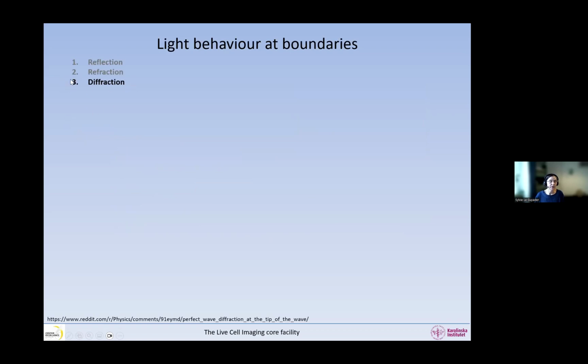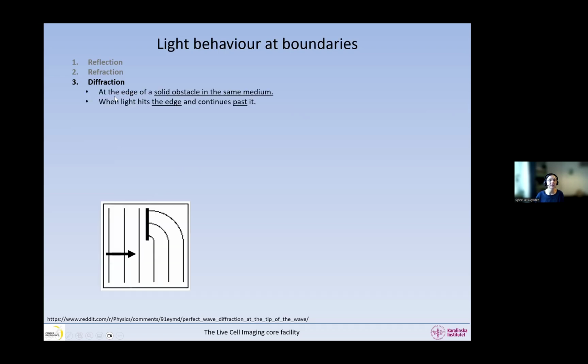And then the third behavior of light when it hits a boundary is diffraction. So let's see what that is. Now we have the same medium. In the other one, in reflection and refraction, we had two different media, but now we have only one medium, but there is an obstacle. And this is a solid obstacle the light cannot go through. So the light will travel and hit the edge of the obstacle and continue. So it is influenced by the obstacle, and this is what diffraction is. What happens is that the wavefront is bent around the edge of the obstacle.